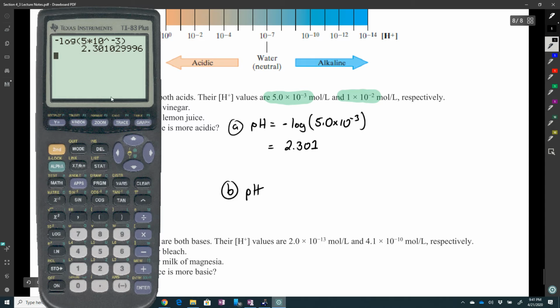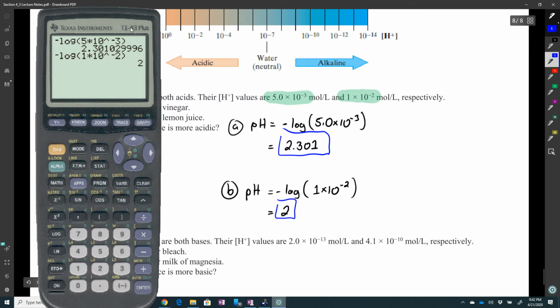B, what's the pH for lemon juice? We do the same thing. This one's easier. I can do this one in my head because the base is 10 and there's a 10. But if you want to follow what we did earlier, you can just say negative log of 1 times 10 to the negative 2, which is 2. And there you go. So the pH for vinegar is 2.3. The pH for lemon juice is 2.